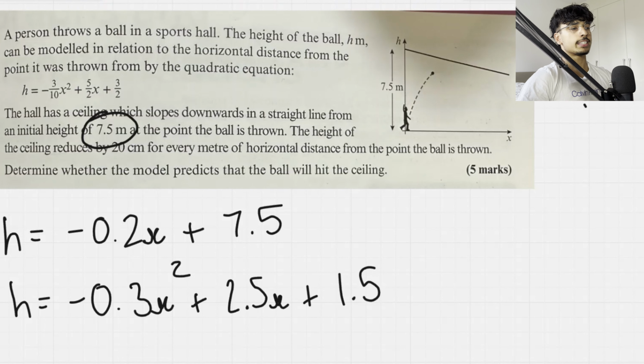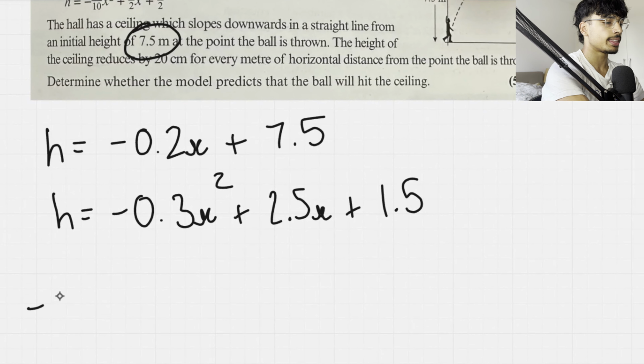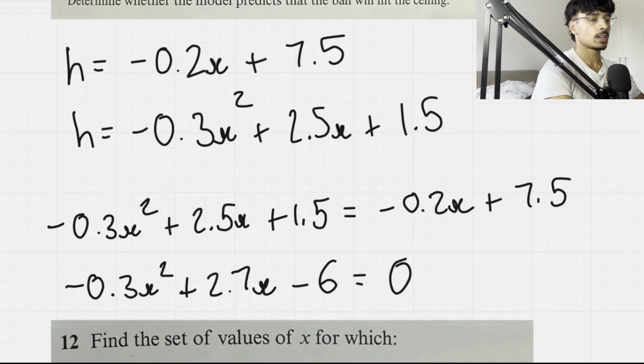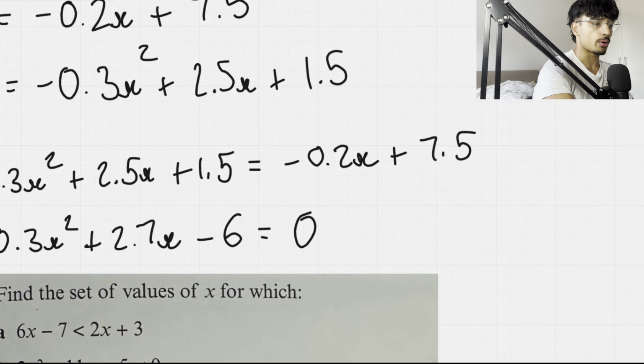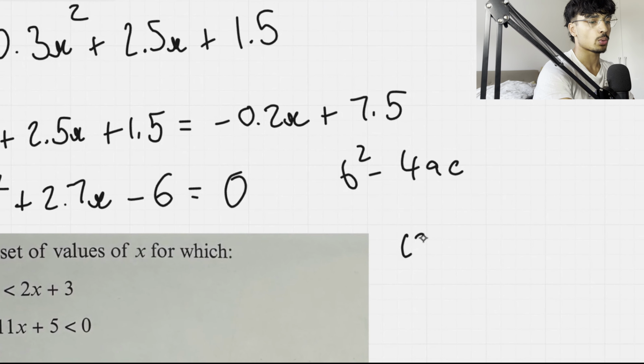Now essentially we need to determine whether the model predicts that the ball will hit the ceiling. So we set them equal to each other, we work out the discriminant, and then we see what happens. Okay, so negative 0.3x squared. Now let's simplify it. When we simplify it, we get negative 0.3x squared plus 2.7x minus 6. Now let's work out the discriminant. So b squared minus 4ac.